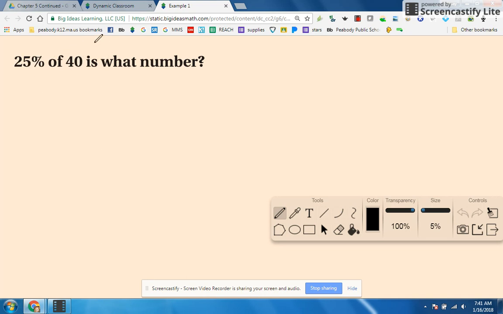So if you went out shopping, something was $40, but it's 25% off, how much would you get to save? So from your notes, the very top, you take your percent, you write it as a fraction. So remember, percents are written over 100. Remember, of means times. 40 as a fraction would be 40 over 1. Okay? Now I want to see if I can cross cancel.